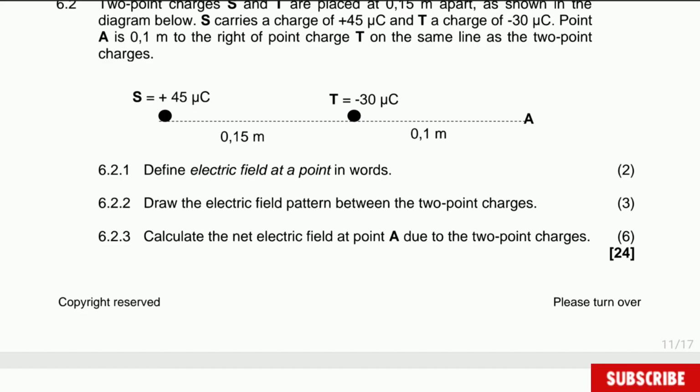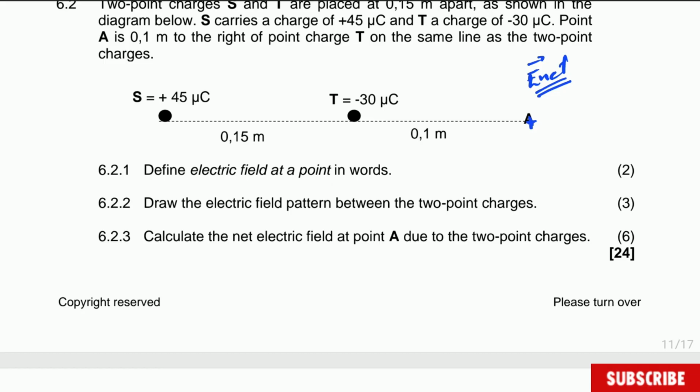And to finish here, they say calculate the net electric field at point A due to the 2-point charges. So you're looking for the net electric field here, and let's have an analysis right here in the picture before we start solving this question. Remember, this point charge is always going to be a positive. These points are always positive, and therefore it will have an influence due to S as well as to T.